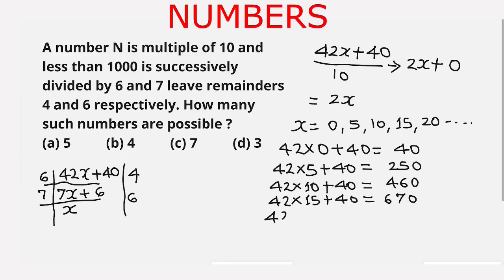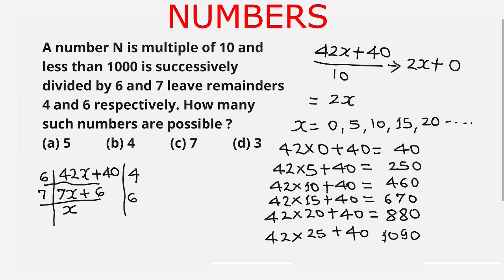Now we put x equal to 20. So this becomes 42 multiplied by 20 plus 40, and this is equal to 42 times 2 is 84. 84 multiplied by 10 is 840 plus 40 is 880. Now we put value of x equal to 25. Then this number becomes 42 multiplied by 25 plus 40. 25 times 42 is 1050 plus 40 is 1090.